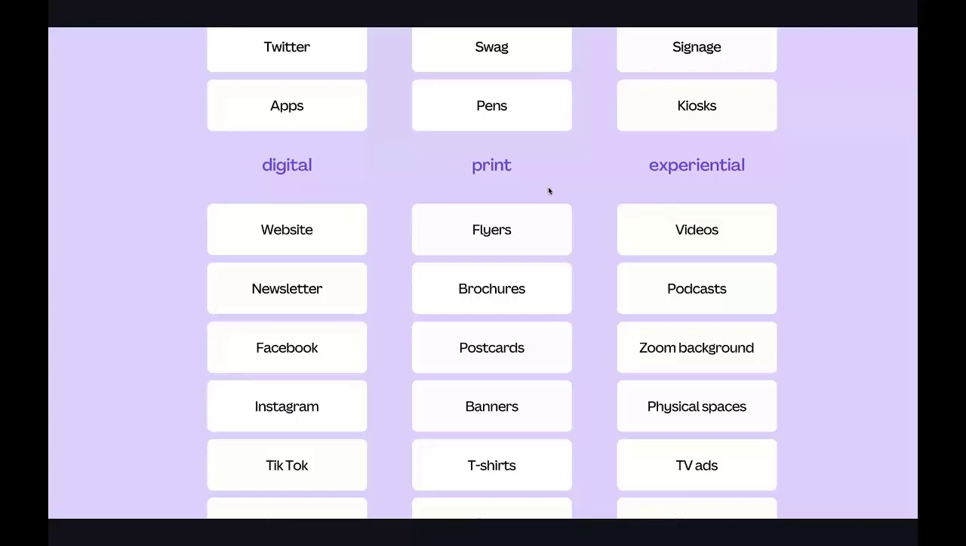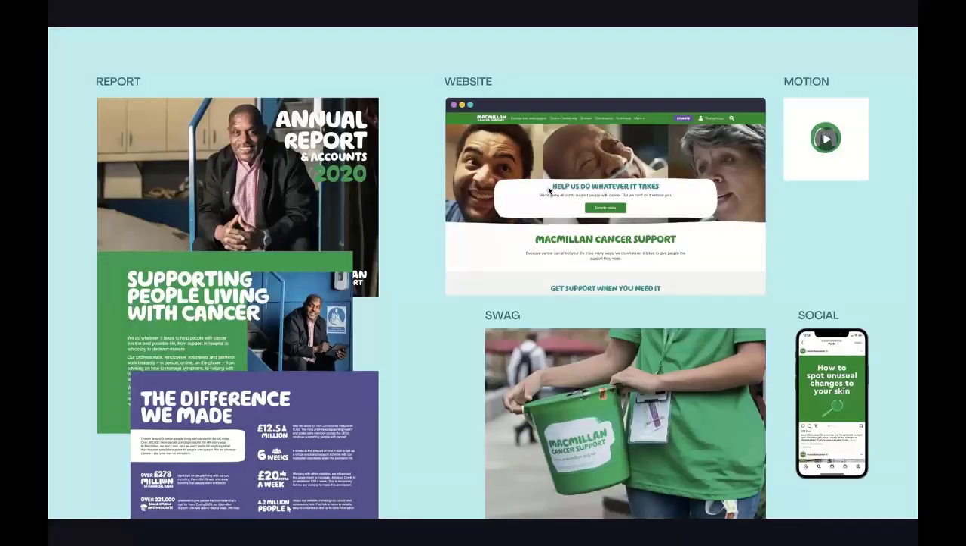And this is how Macmillan does it. You can see from their print collateral, their reports, all the way to their website, all the way to their social media or their merch, everything speaks the same language. You can definitely see the same typography. You can definitely see the same colors. You can see a very consistent type of photography. It's very much about people and people's faces and capturing people's expressions, people's humanity. So all of this really speaks the same visual language. It's really amazing how they worked on that branding.